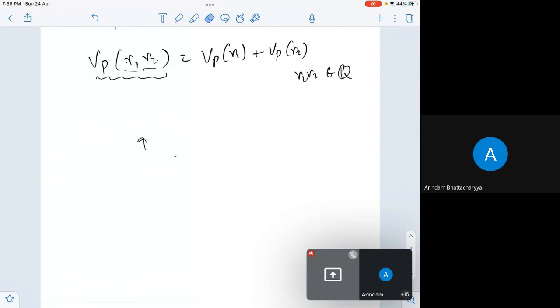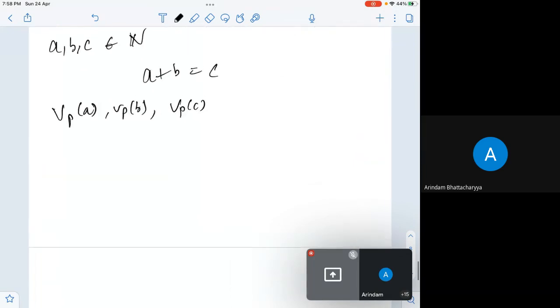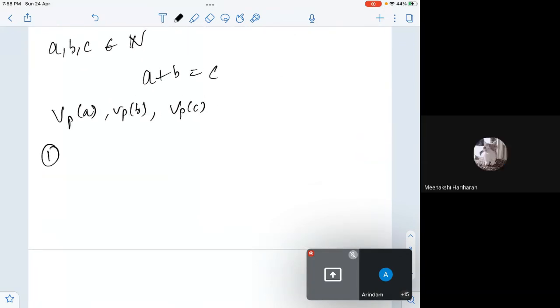Great. So, okay, let's say A, B, C are naturals, and you have A plus B equal to C. What can you say about VP of A? So suppose, case 1, VP of A plus VP of B is VP of C. No, that does not make sense. Oh wait, it's not.